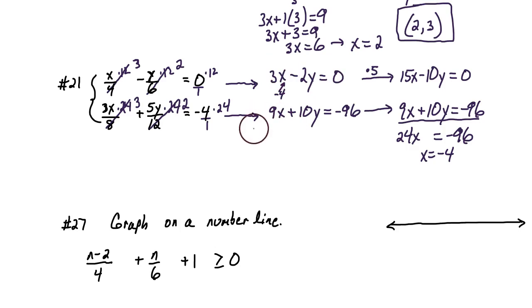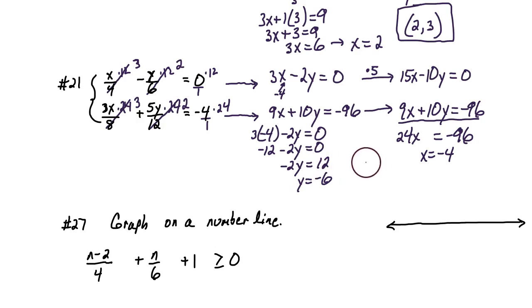So this first equation becomes 3 times negative 4 minus 2y equals 0. This makes negative 12 minus 2y equals 0. Now add 12. We get negative 2y equals 12. Now divide by negative 2. We get y equals negative 6. So in parentheses, negative 4, comma, negative 6.